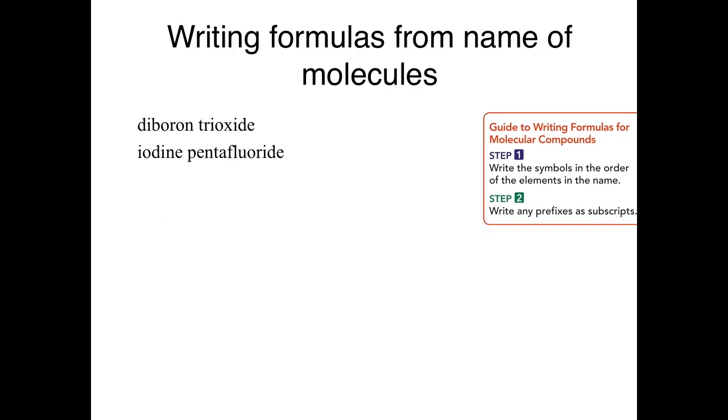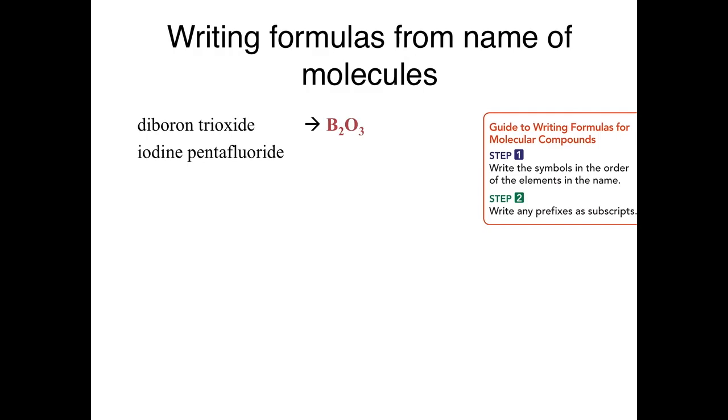Now let's do the reverse. The reverse is a lot easier actually for molecular compounds. If I give you the name of the compound, can you write the molecular formula? And in order to do this, you just simply translate in order the name. And the name is quite explicit, right? For example, it says diboron trioxide. Di meaning 2 and tri meaning 3.